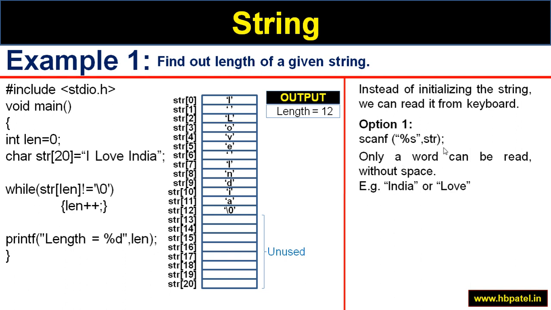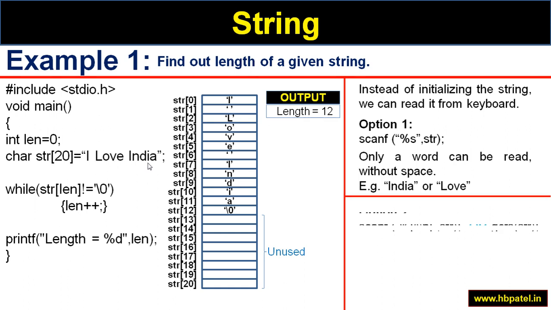But the limitation with this %s is you can only read one word. You cannot have multiple words. For example, "I love India". This string has 3 words: I, then space, the second word is love, space, India. So it would only read one word. This is an issue with %s. So what if you want to read an entire line?